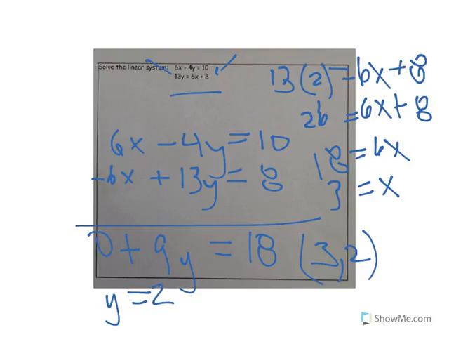I'm going to plug it into this first one here. 6 times 3 is 18, minus 4 times 2, which is 8, so that's 18 minus 8, that's 10. That's correct. And then 13 times y is 13 times 2, that's 26, is equal to 6 times 3. Let me make sure that's right. I'm resorting to writing this down now. 26 is equal to 6 times 3, which is 18, plus 8. Yeah, that's true. So both of them are true, so that's the correct point.